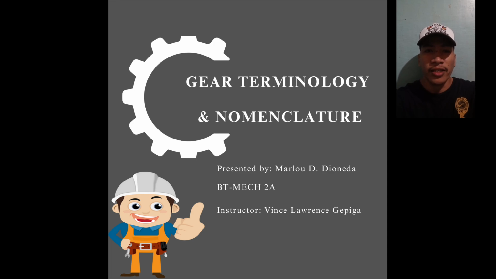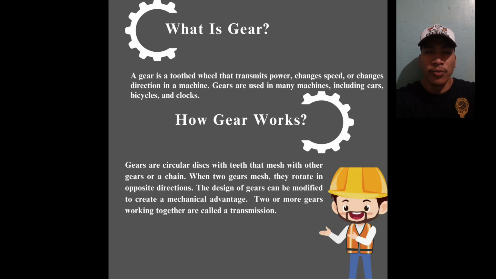I am a second year mechanical technology student from Sorsogon State University, and for today's video I will explain to you what are the gear parts and terminology and nomenclature. Okay, let's start from what is gear. A gear is a toothed wheel that transmits power, changes speeds, or changes direction in a machine. Gears are used in many machines, including cars, bicycles, clocks, and etc.